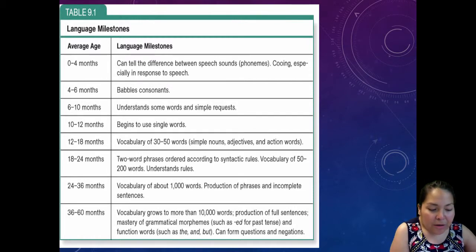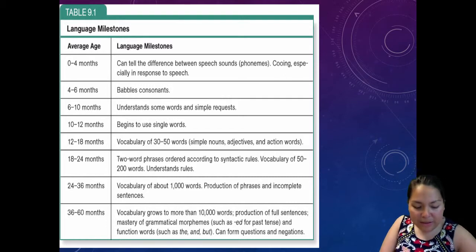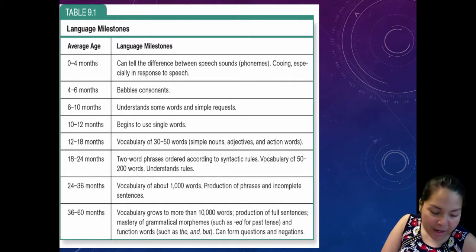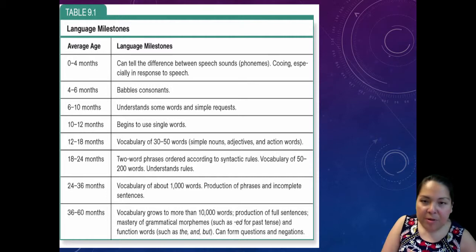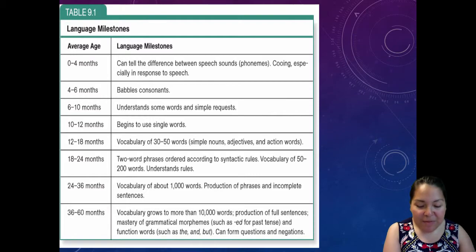Lastly, this chart will be useful for you to study with, and it's basically a summary of the information that is presented in the chapter on language development. And that wraps up the first part of chapter 9.